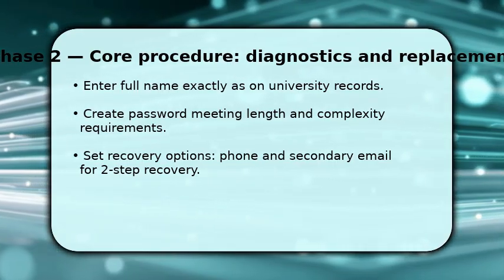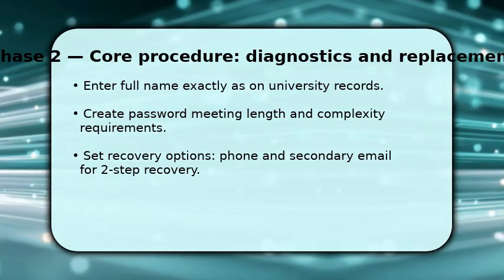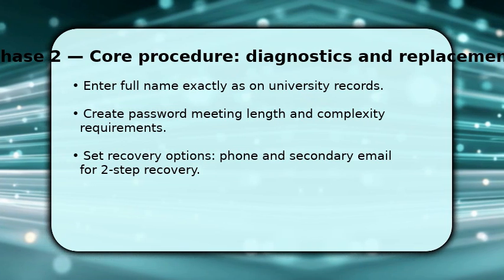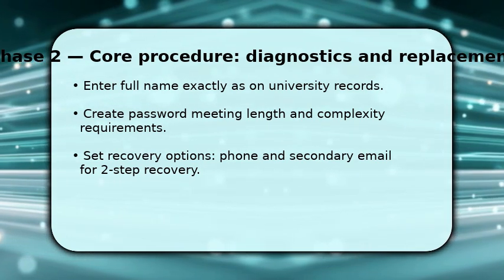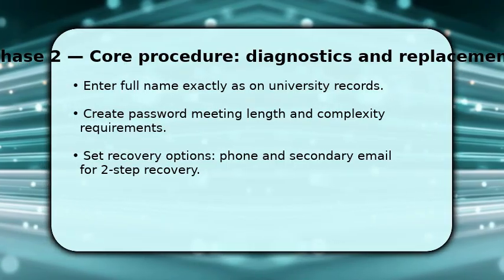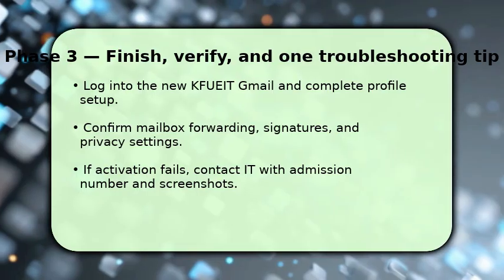Make sure to review and accept the institution's terms. Then submit to provision the account. This triggers the backend creation. After provisioning, log into the newly created Kfueit Gmail account and complete profile details: display name, signature, and any forwarding rules the university requires.